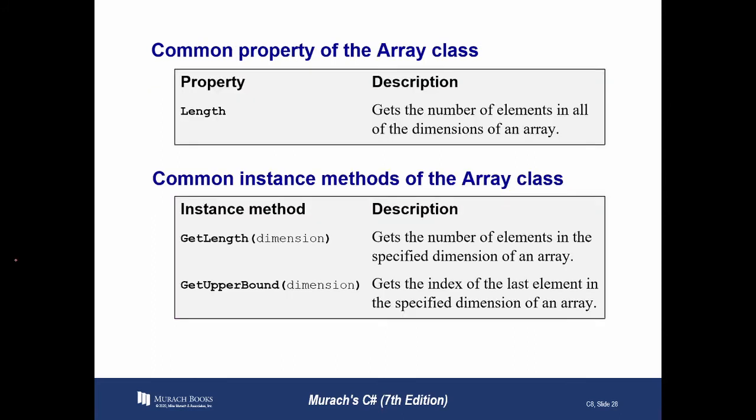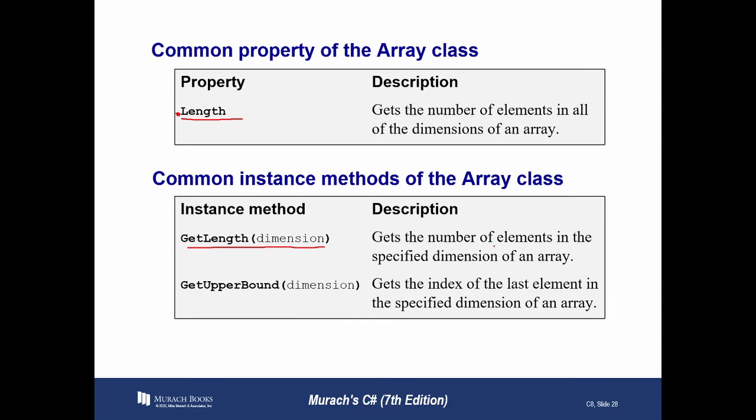Okay, and for clarity's sake, I want to make two distinctions. This is actually referred to as a property. Okay, and you look at the description. It says gets the number of elements in all of the dimensions of an array. Okay, so that's the number of elements we have in our array. But contrast that with these here. These are instance methods. So there is a difference between the length property. And when we want to use it, we use the dot operator for the length property. But we can also call our methods for GetLength.